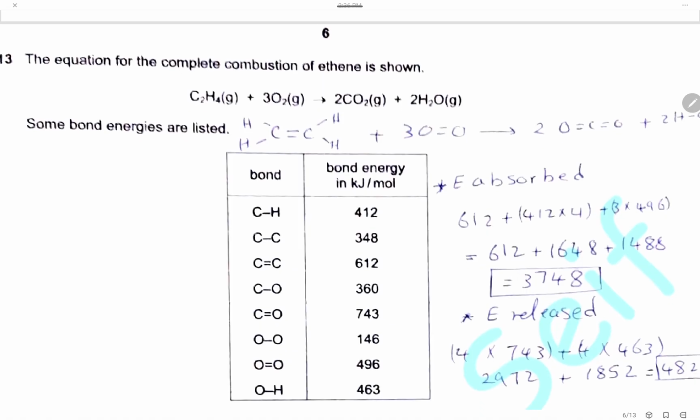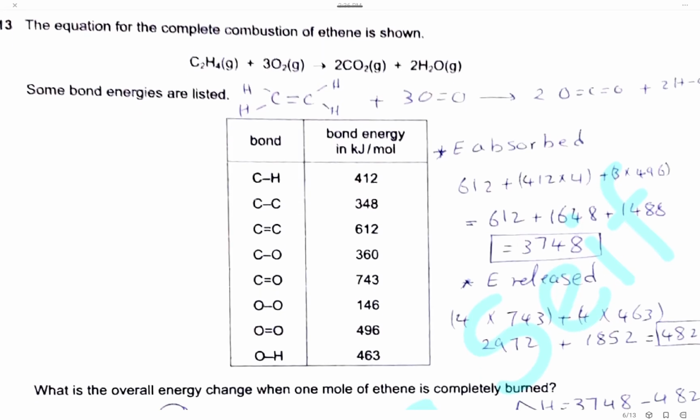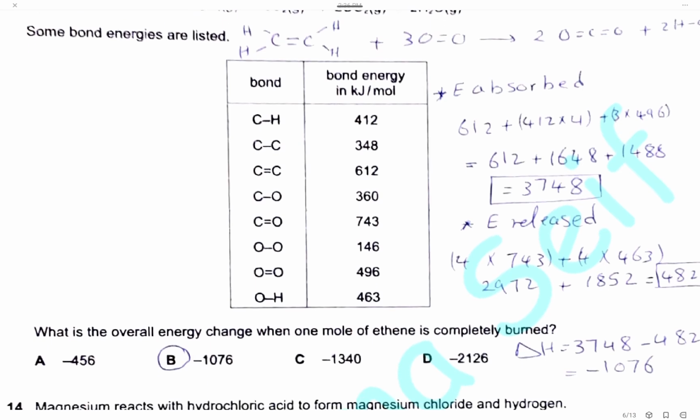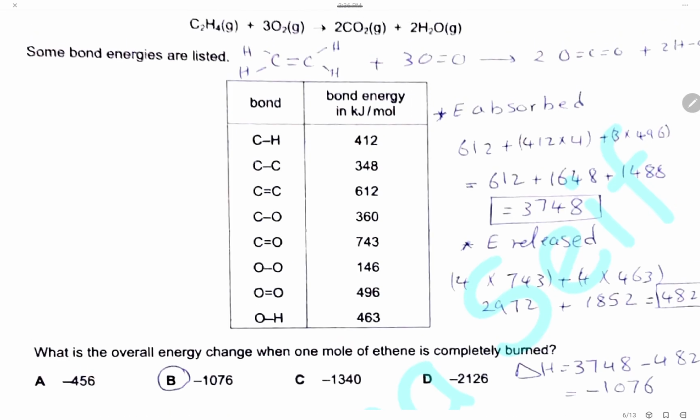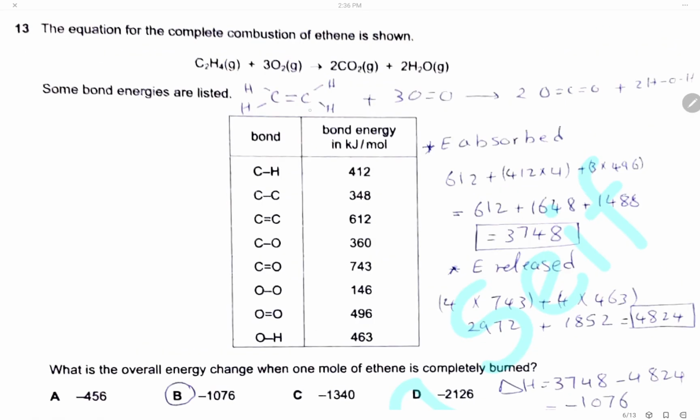Question 13. The equation for the complete combustion of ethene is shown. Some bond energies are listed in the table. What is the overall energy change when 1 mole of ethene is completely burned? I first draw the detailed structure to count the number of bonds in each of the reactants and the products, and then we will first calculate the energy absorbed to break the bonds of the reactants.